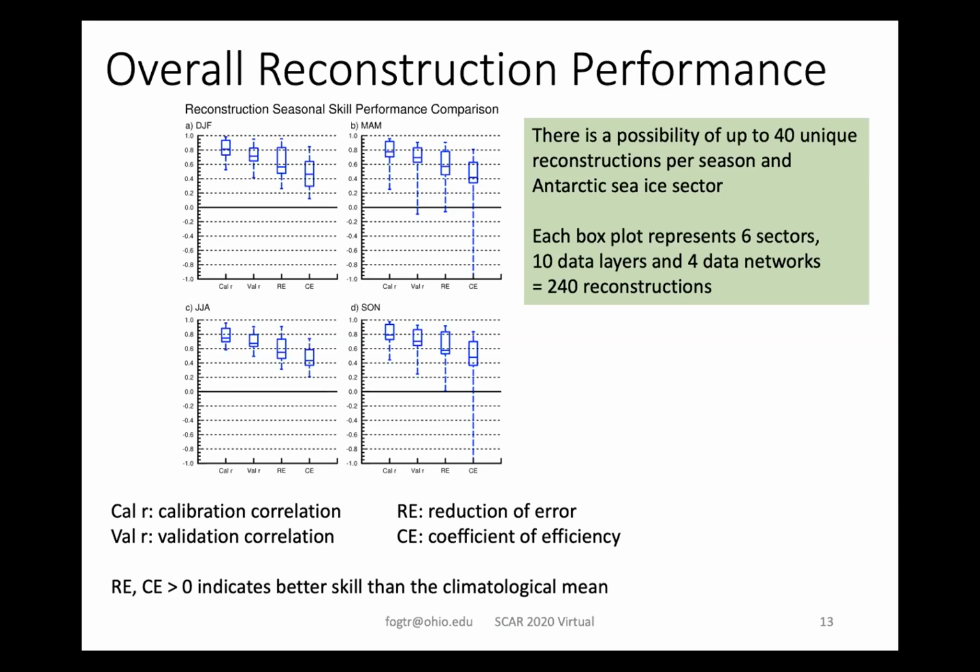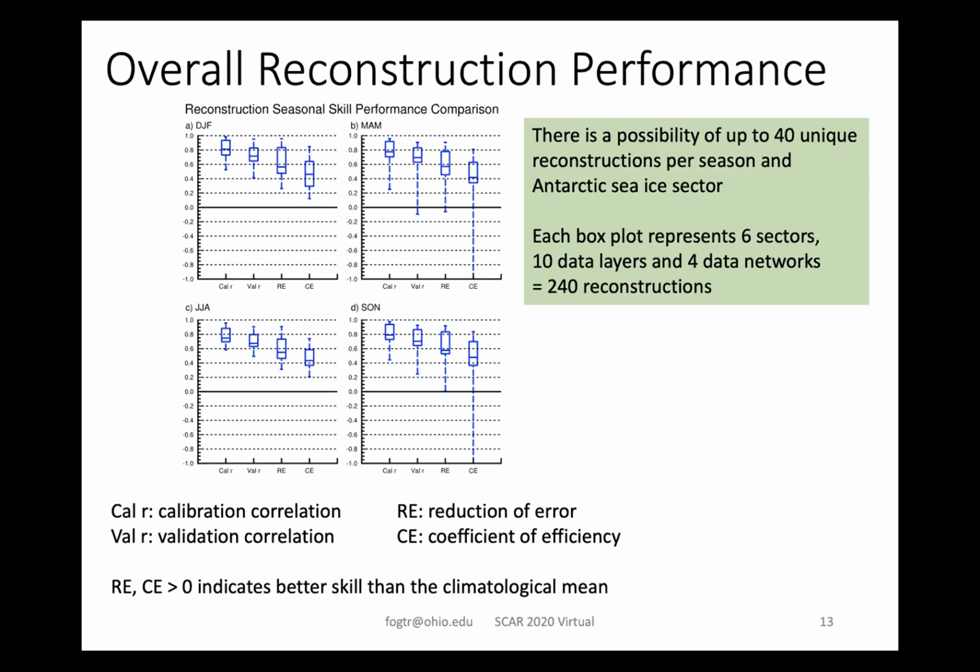And then there are the two other metrics here, the RE and the CE. These are comparisons of the mean. And so the RE compares the mean of the observed and reconstructed sea ice time series during the period of overlap. And the CE, coefficient of efficiency, compares the mean of the validation time series with the reconstruction during the period of overlap. For all of these skill metrics, what you need to know is that one is a perfect reconstruction. It matches exactly the observed data. And for an RE and a CE, any value greater than 0 indicates better skill than the climatological mean.